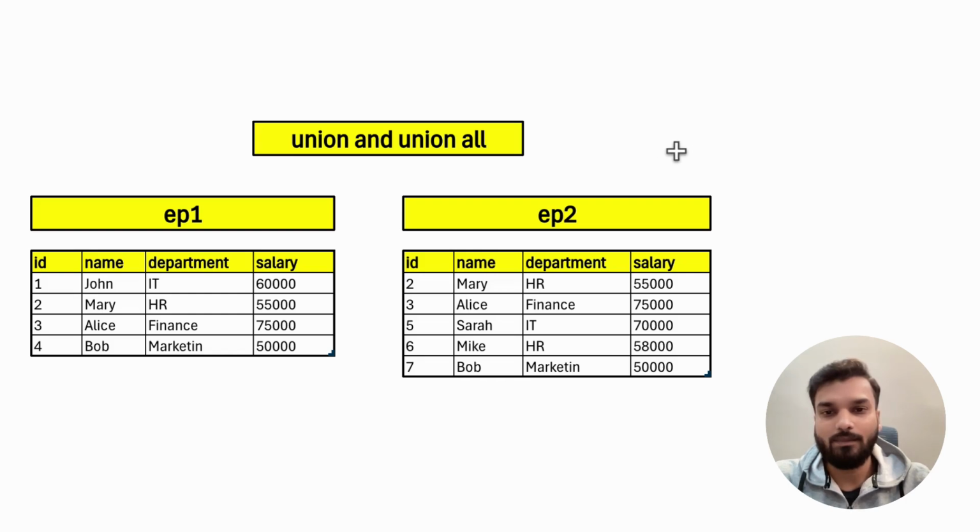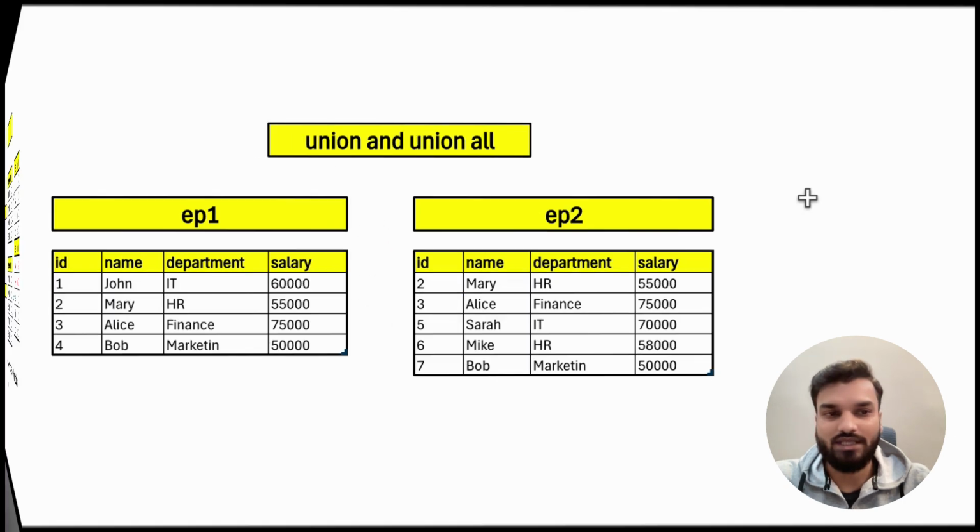So, in this video, we will be learning about union and union all. These two are very important concepts in PROC SQL. To understand union and union all, let's consider two tables. First table is EP1, which contains ID, name, department, and salary. And we have some values in this EP1 table. Also consider EP2 as another table, and in this we have ID, name, department, and salary. So let's try to understand this union concept first using these two tables.